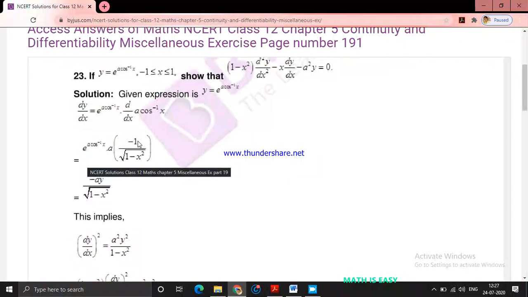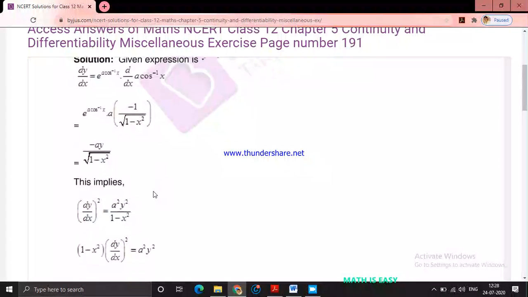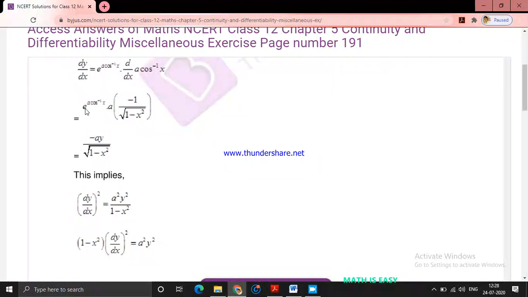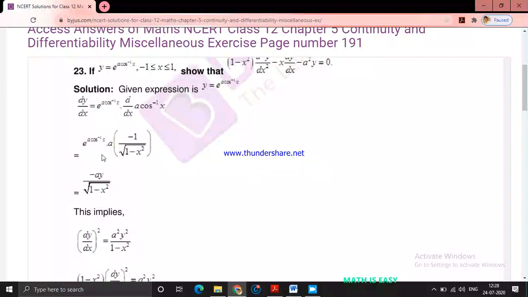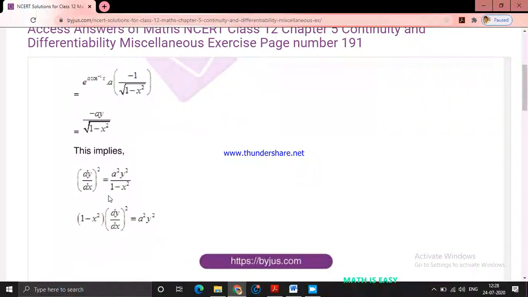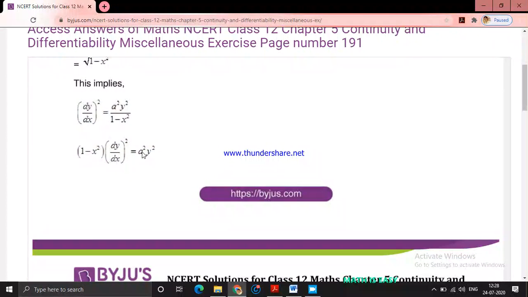Derivative of cos inverse x is minus 1 upon under root 1 minus x square. So if I replace this e power a cos inverse x as y, because that is what they have given, y value, finally I am left with minus ay upon under root 1 minus x square. So if I do square on both the sides, dy by dx whole square equals a square y square upon 1 minus x square. Send this 1 minus x square across, so you'll get 1 minus x square into dy by dx whole square equals a square into y square.